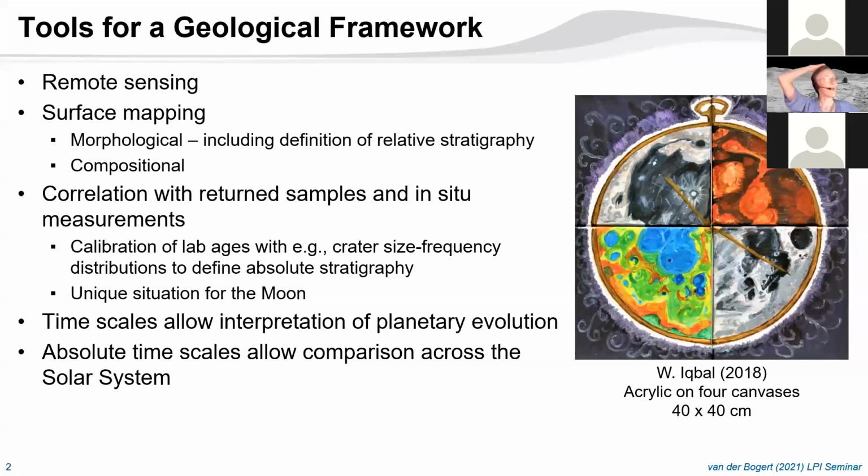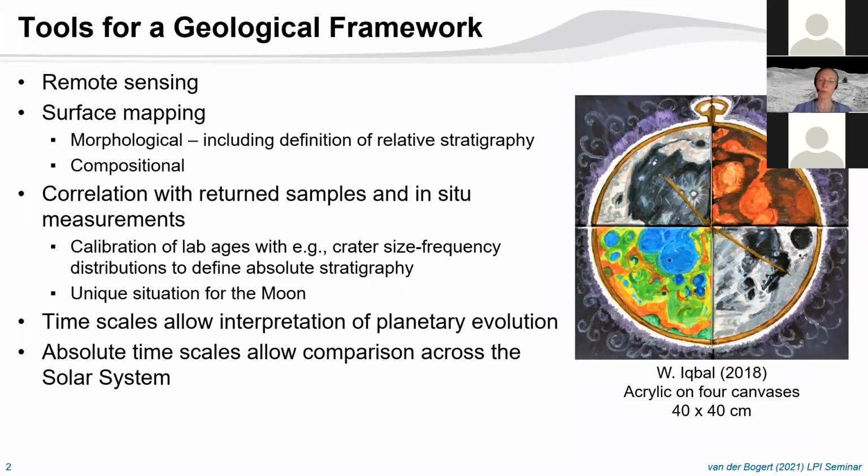Arrows here. Okay. So first, just as a basic framework to give you an idea of what kinds of background information we're going to be talking about today. These are the tools that I and our group use on a daily basis to develop a geologic framework for the moon. These include remote sensing data from all different kinds of missions, all the way from Lunar Orbiter. We do a lot of surface mapping, which involves looking at morphological features and defining morphological units to build the relative stratigraphy of geologic units on the moon, also looking at compositional information.